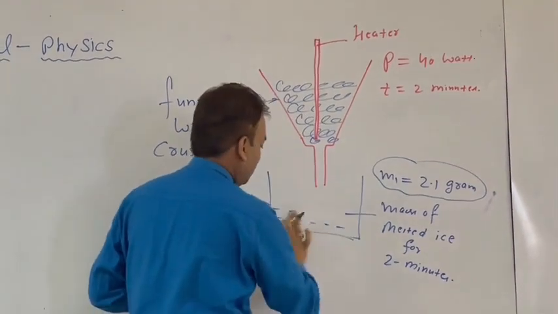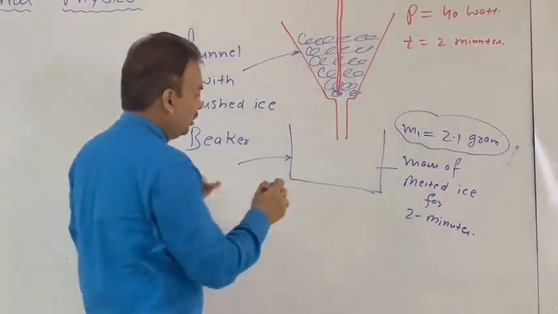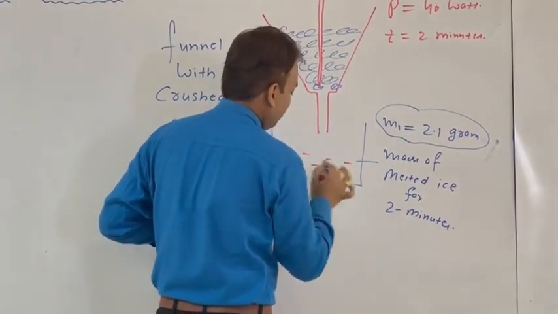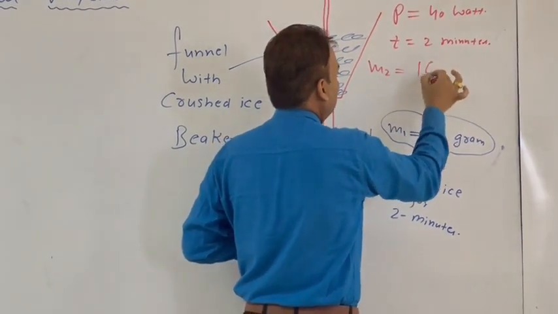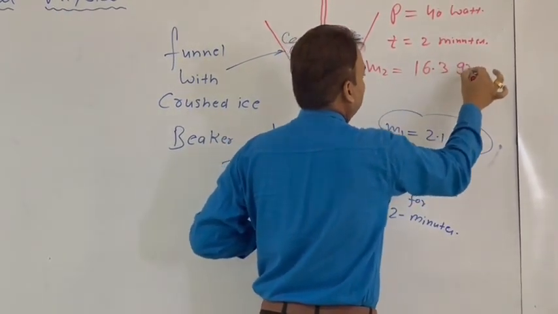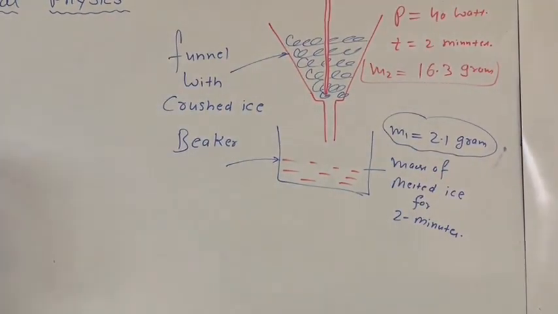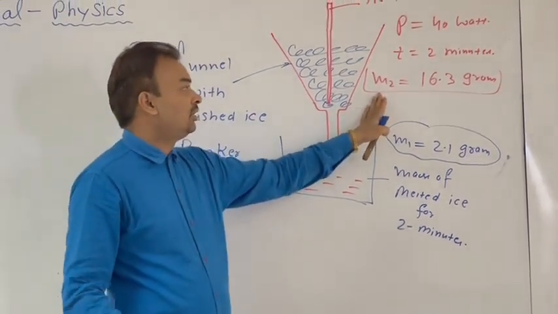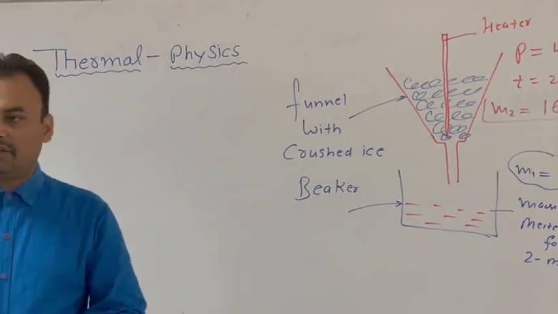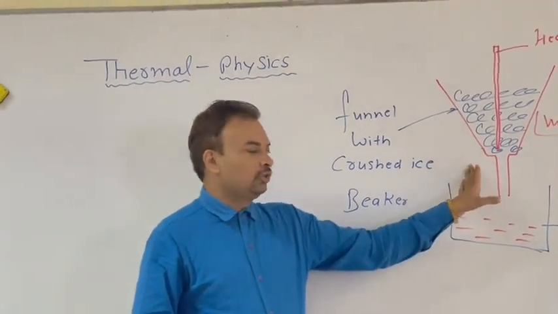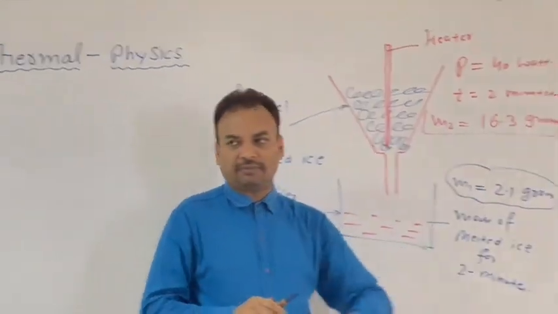So again, the new mass collected in the beaker, right? So this is the new mass collected in the beaker. Now that new mass, let me take, that is M2, that is 16.3 gram. The new mass collected, right? So guys, can you tell me, is the new mass collected only due to the heater, or is any other thing also contributing to the 16.3 gram?